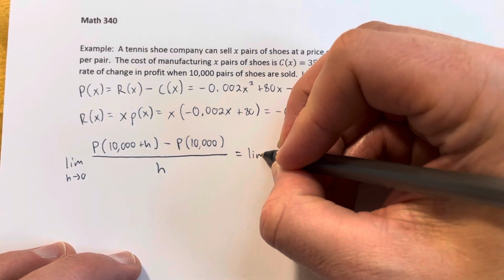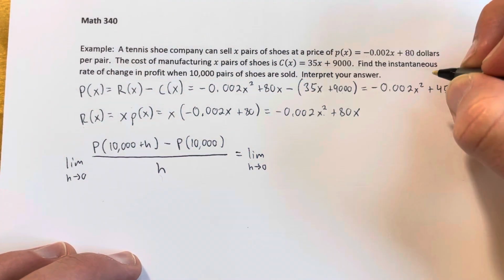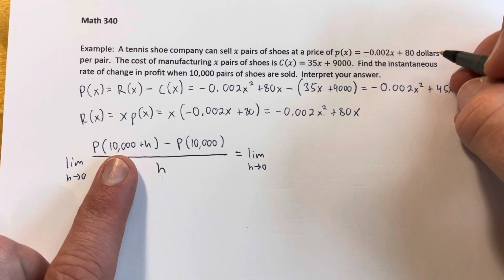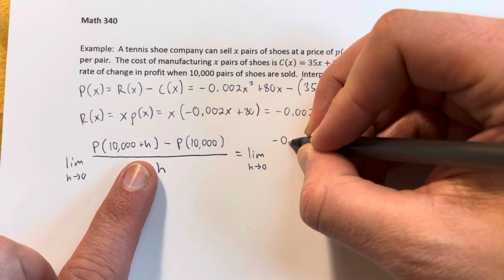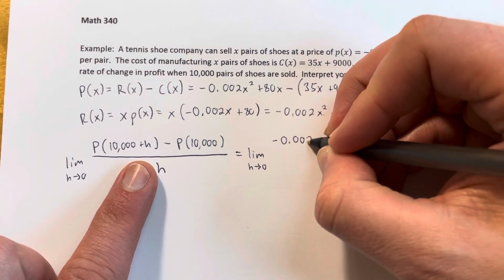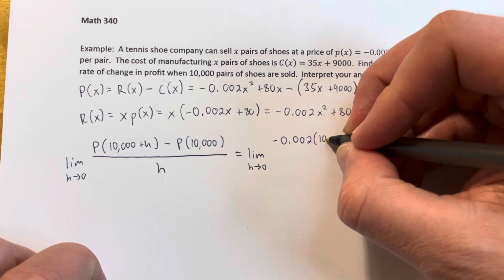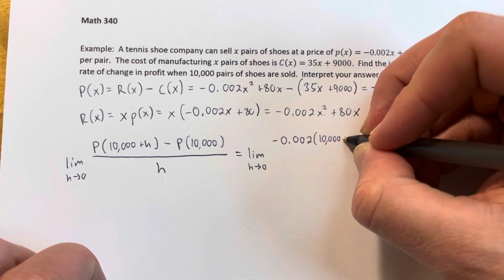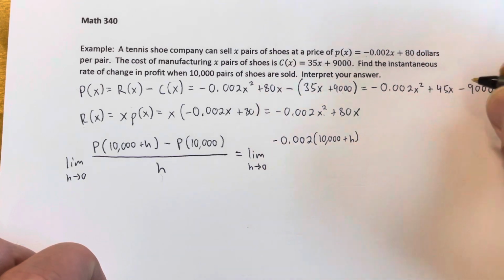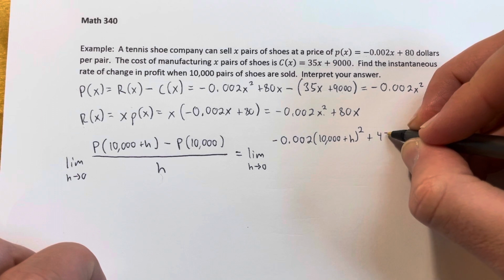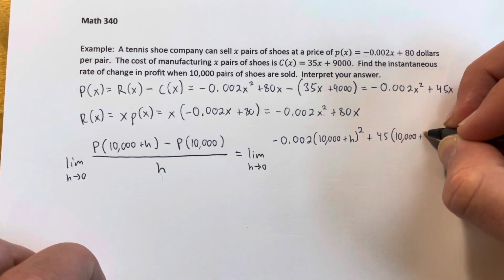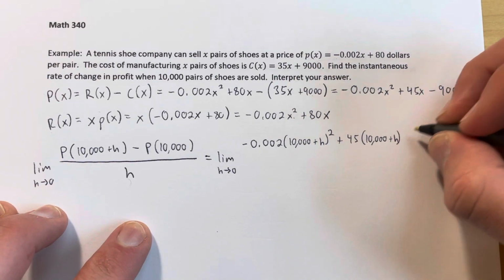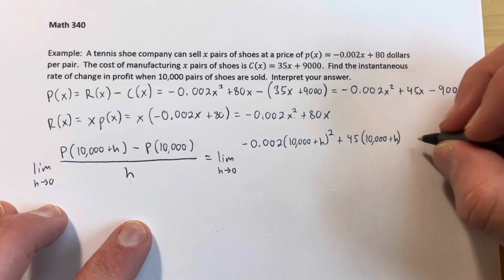Okay, so let's go ahead and start plugging some things in and seeing how things simplify. So I have the limit as h goes to 0. Let's plug this in first. 10,000 plus h gets plugged into this function right here. So negative 0.002 times (10,000 plus h) squared plus 45 times (10,000 plus h), plus, minus 9,000.